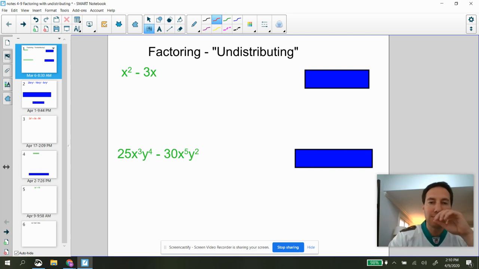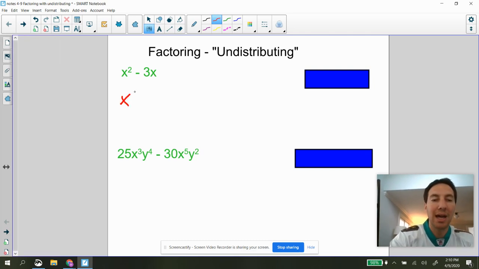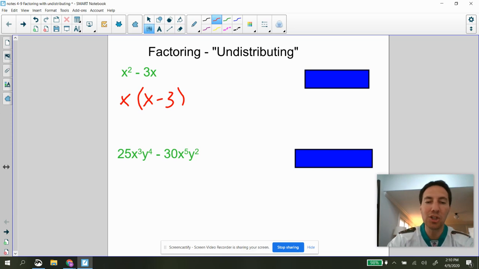So you've done this one before. What do x squared minus 3x have in common? We can pull out an x, and what's left over is x minus 3. That's not too bad. This one's a little bit more interesting down below.